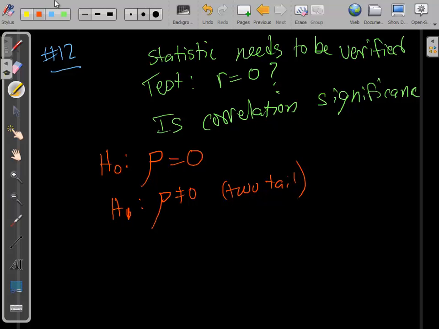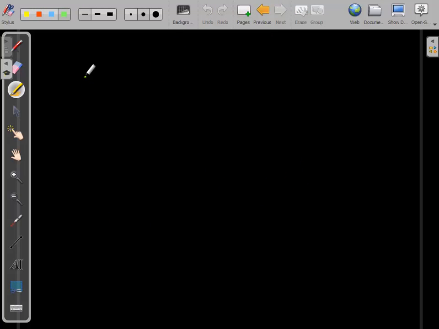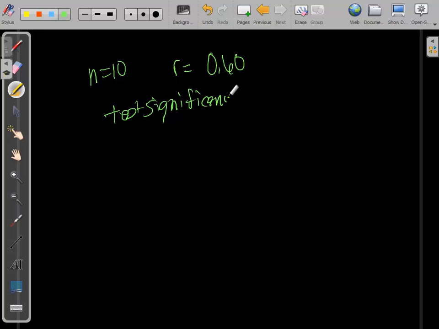Okay, so in number 12, we have some information provided. We have a sample of size 10, and the correlation coefficient was 0.6, I believe. 0.60. Okay, and we want to test the significance at the 5% level. Or bevel if you write like I do.